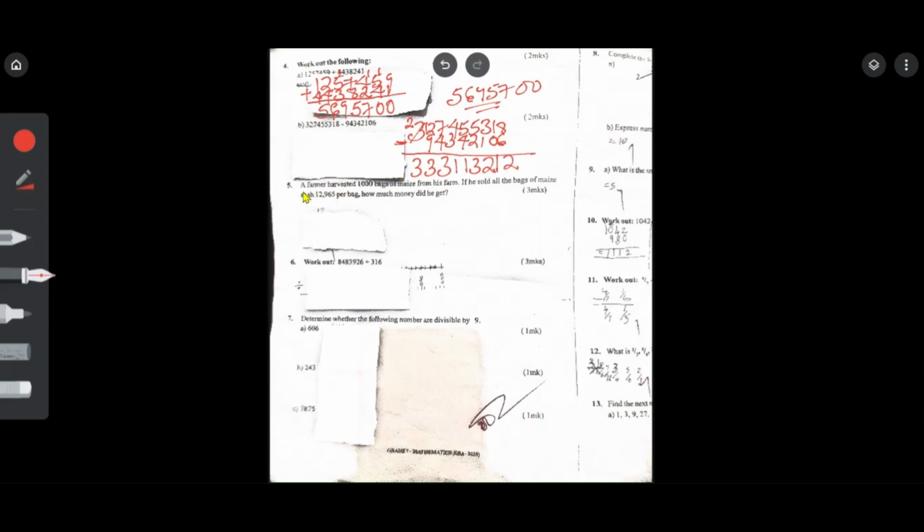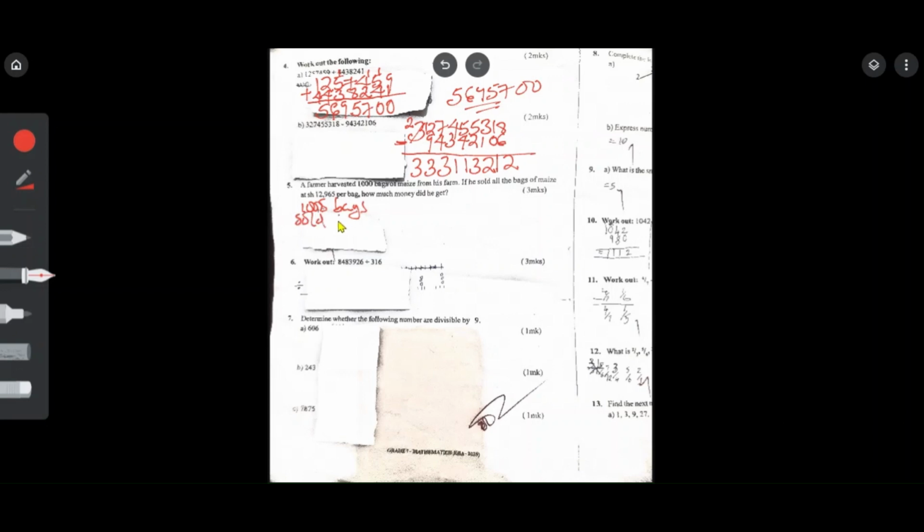So the next number is: a farmer harvested 1,000 bags of maize from his farm. If he sold all the bags of maize at shillings 12,965 per bag, how much money did he get? So you're told that a farmer harvested 1,000 bags. So 1, 2, 3 zeros.